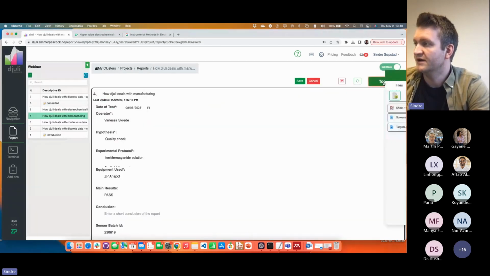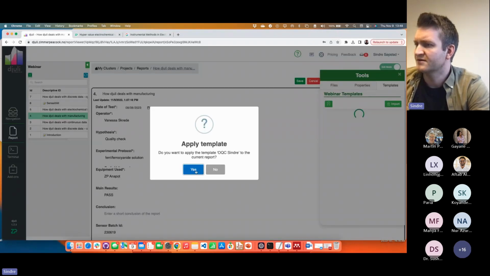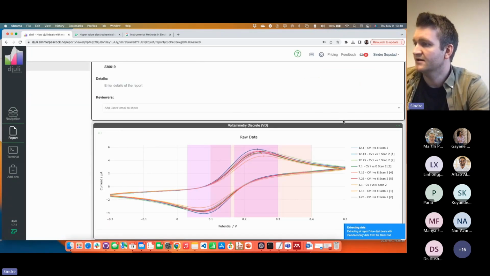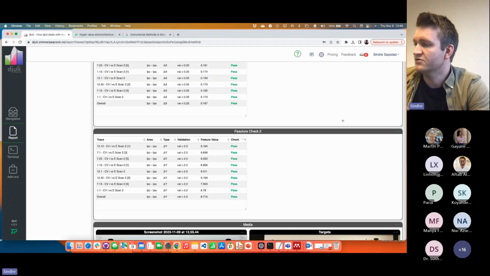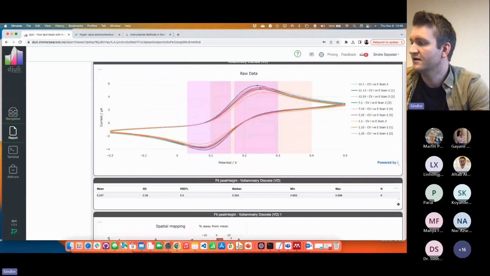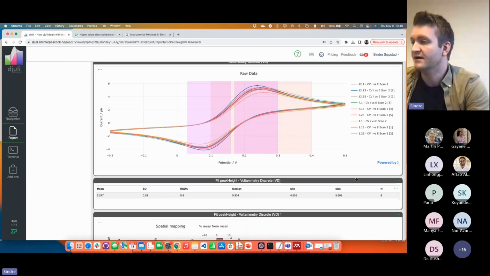Luckily, I've stored all of those in a template. So I'm just going to go into templates, choose this template. Are you sure you want to apply this to your data? Yes, I'm sure. And here we go. Now it's selected my pre-registered settings, let's say, that I use for all these tests. So I don't have to go in and click all the knobs and buttons every time.